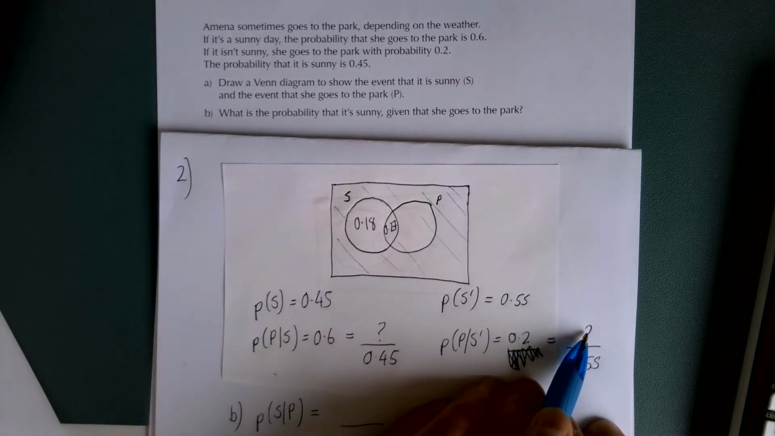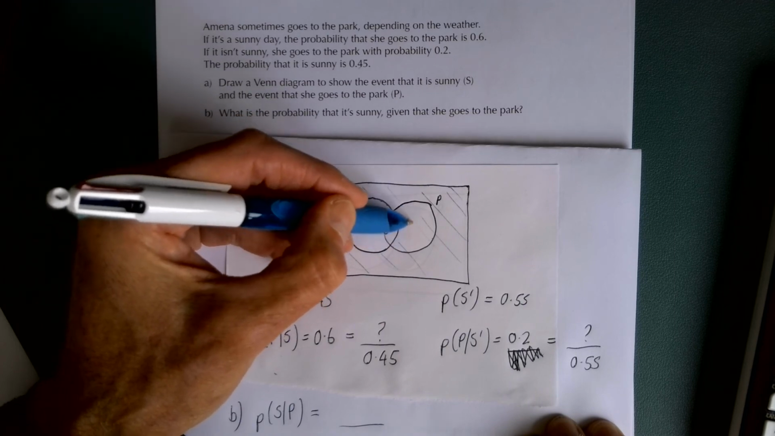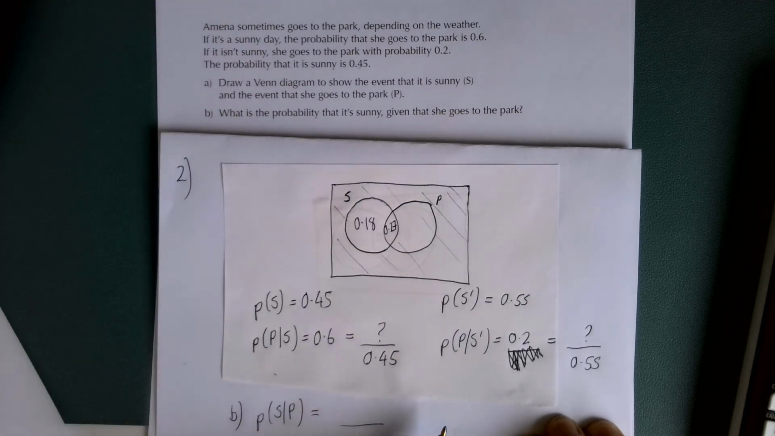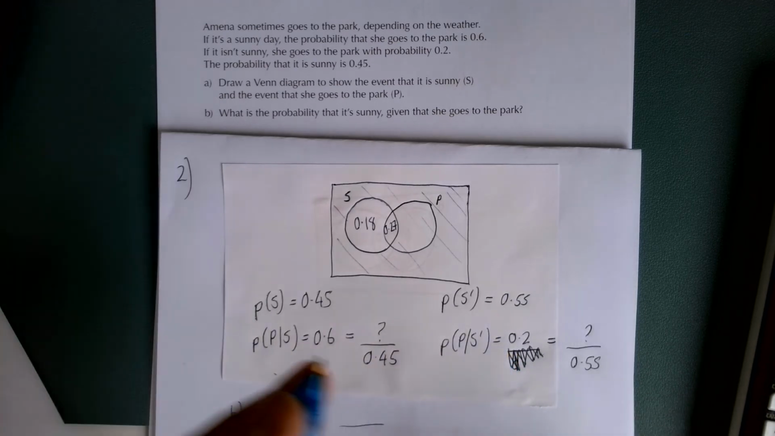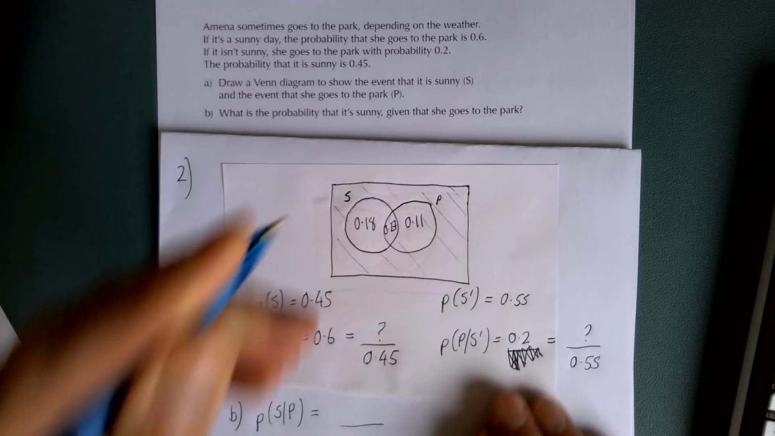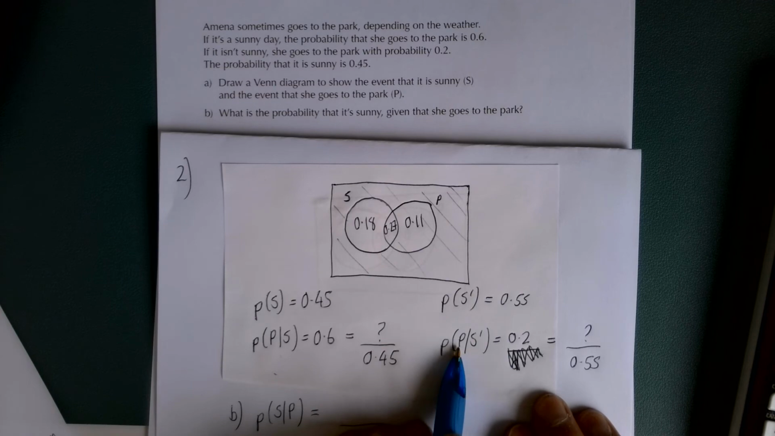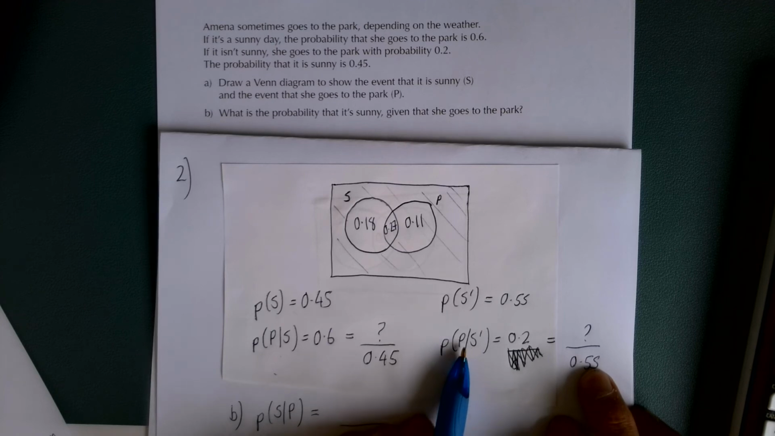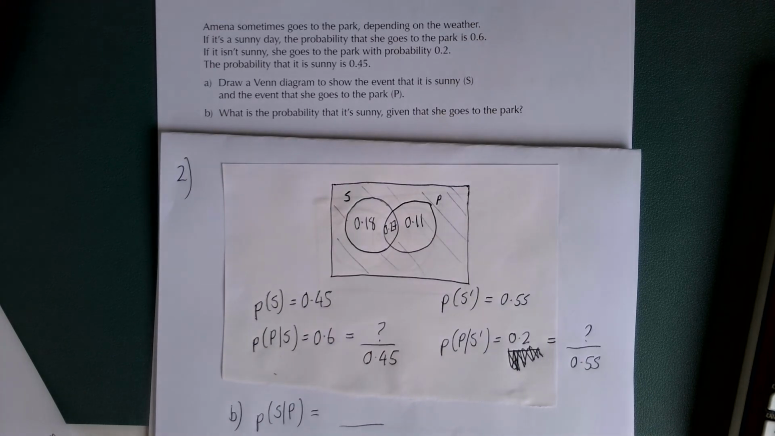So this will be what part of that is also down to P, which is this bit not including the intersection. So if I do 0.2 times 0.55, I get 0.11. So the probability of P happening, given that S isn't happening, is the probability of S not happening, 0.55, and on top is the probability which part of that is down to P.